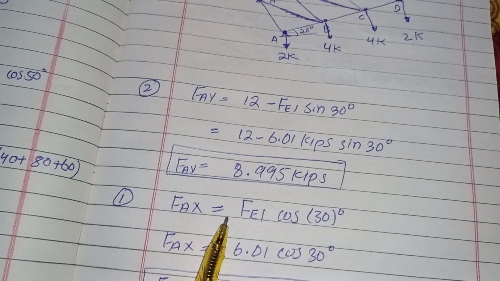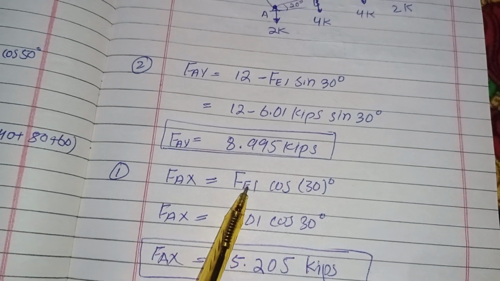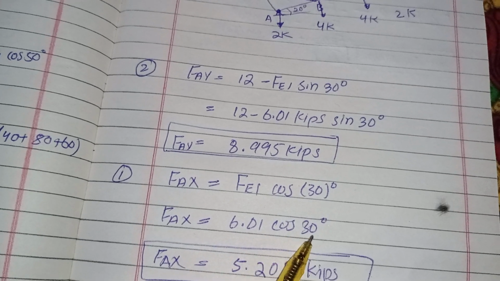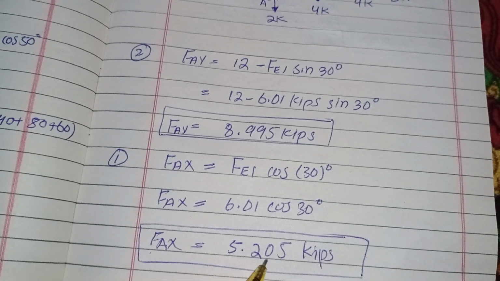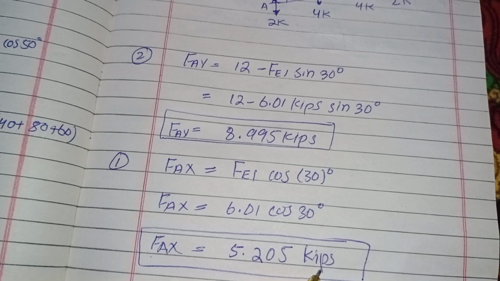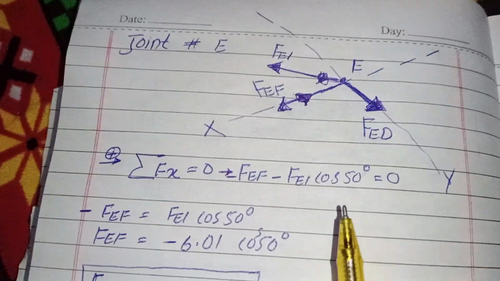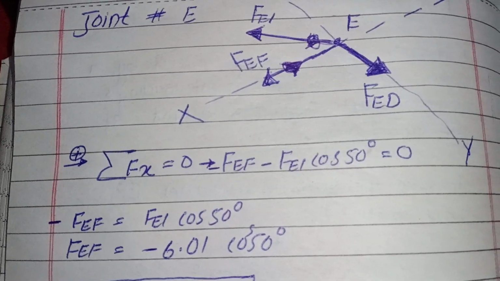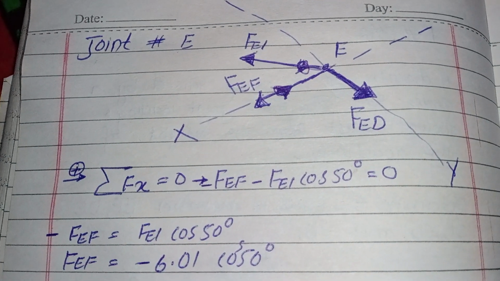Similarly, FAX is equal to FEI cos 30. So FAX, in place of FEI there is 6.01 cos 30 degrees, and FAX equals 5.205 kips. Okay, so now I check the joints to calculate the required force in the members. First of all, I want to take joint E because there are two unknown forces and one known force.